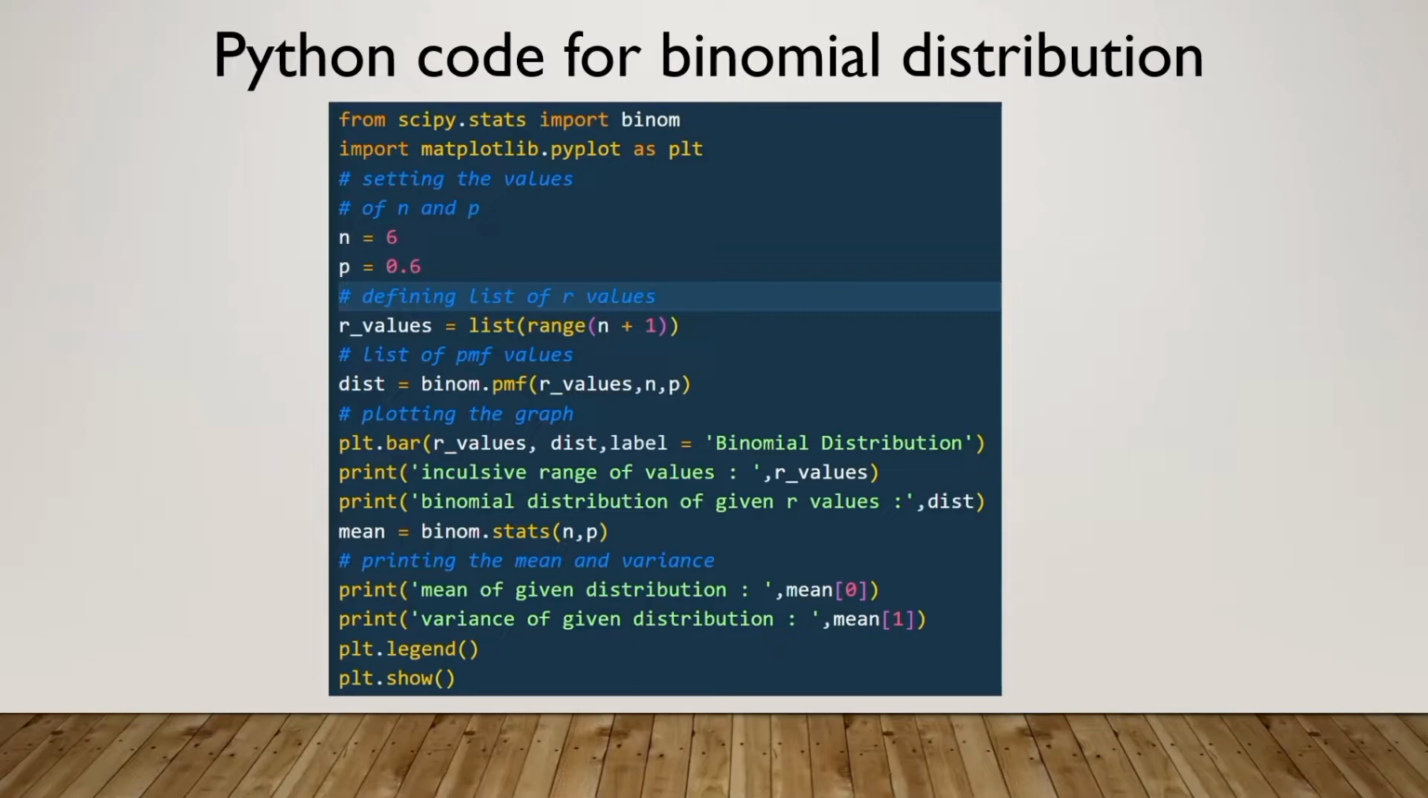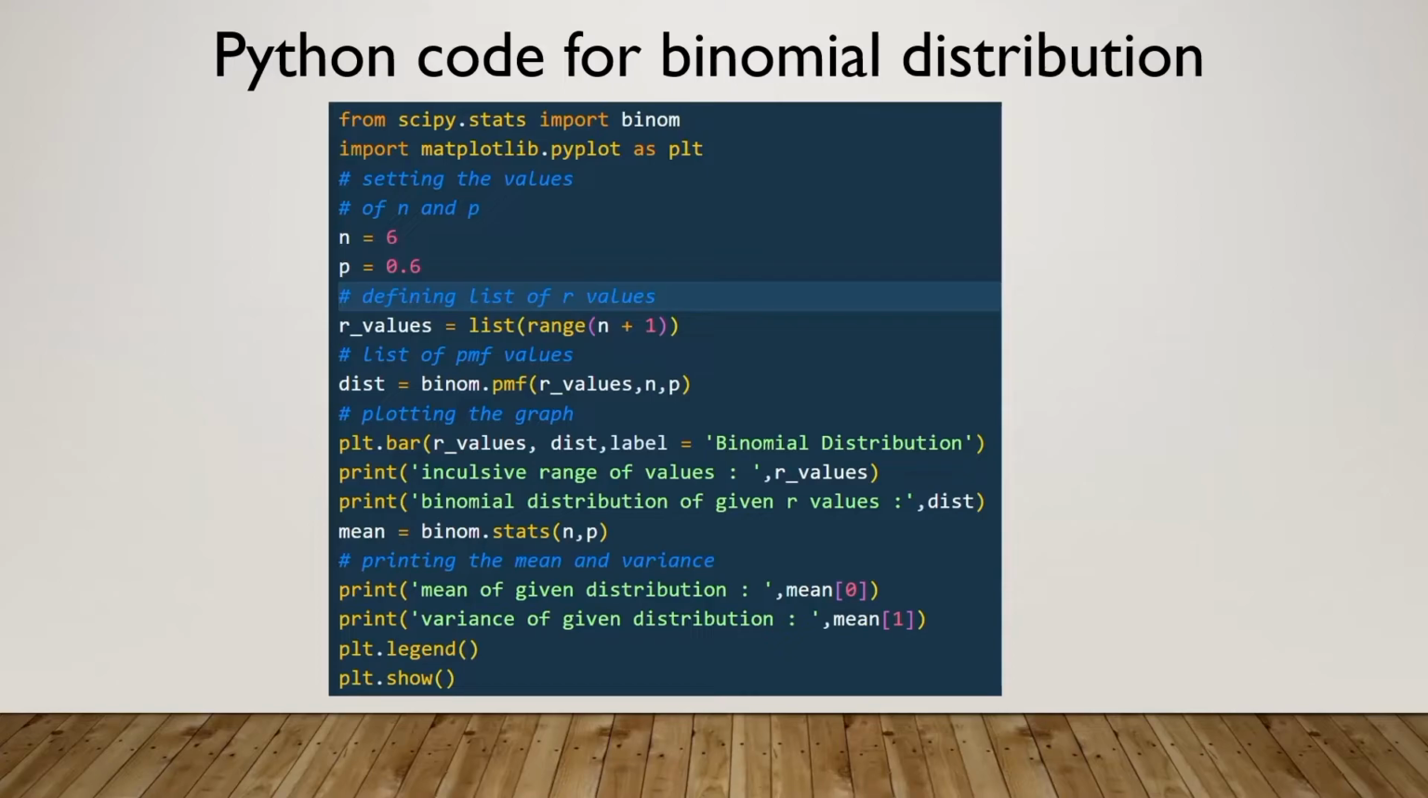The r values equal a function called list. In that we are passing the function called range, and the range function gives us the range of values from 0 to n plus 1. In the range function, why are we writing n plus 1? Because the range function gives us the values from 0 to 6, where 6 is excluded. We have included it by writing n plus 1. This includes 0 to 6. The list function returns the array of the values from 0 to 6.